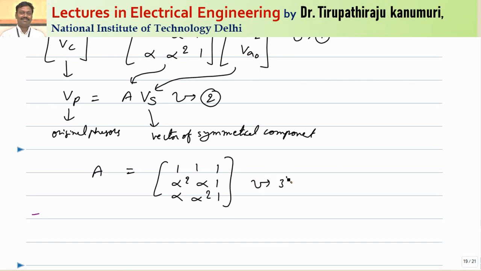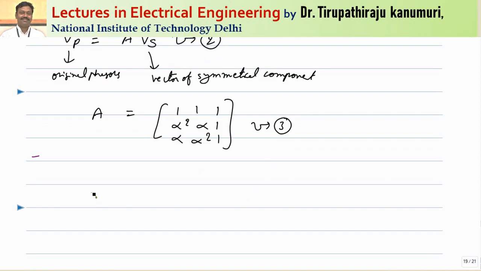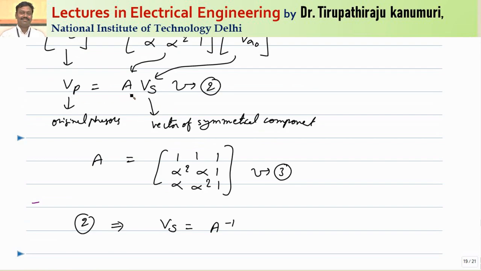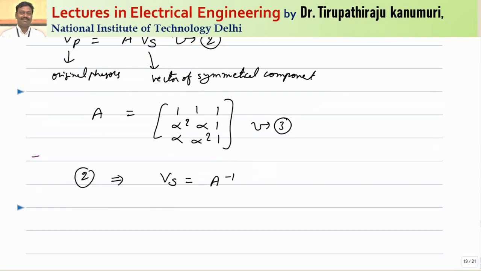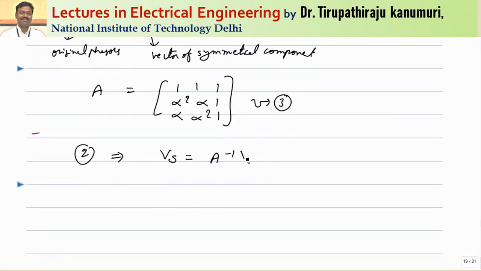So let us take it as equation number 3. From equation number 2, because I want to calculate these symmetrical components, I can get them from this one. The symmetrical component vector Vs will be equal to A inverse times Vp, because you can see here Vp is A times Vs, or Vs is equal to A taken this side, it becomes A inverse, because 1 by A for a matrix becomes the inverse of this matrix. Agree with me? So this I can write as A inverse multiplied by Vp. I am taking this as equation number 4.